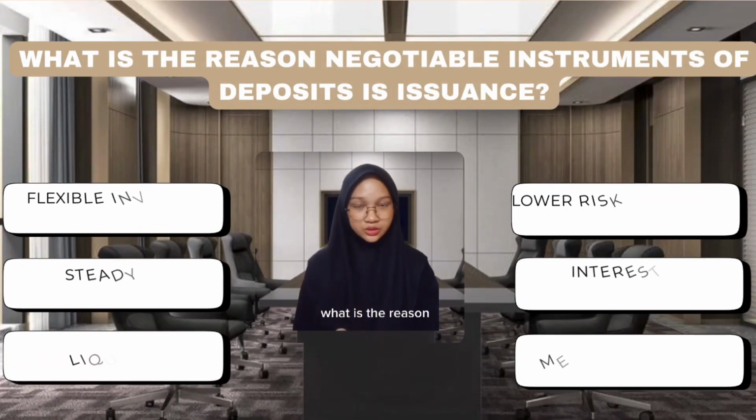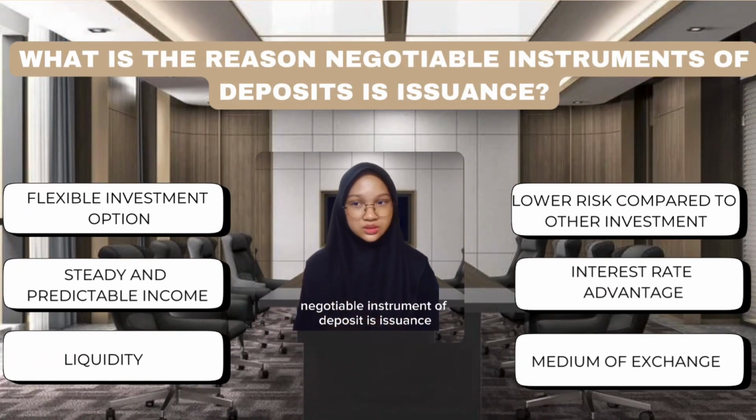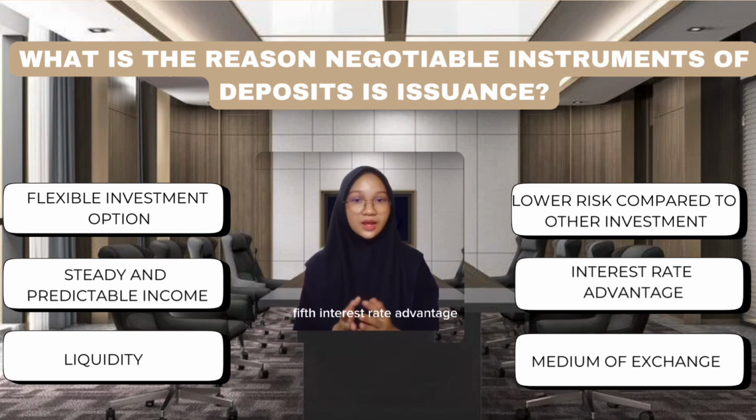What is the reason negotiable instrument of deposit is issued? The first reason is flexible investment option. Second, steady and predictable income. Third, liquidity. Fourth, lower risk compared to other investments. Fifth, interest rate advantage. And the last one is medium of exchange.